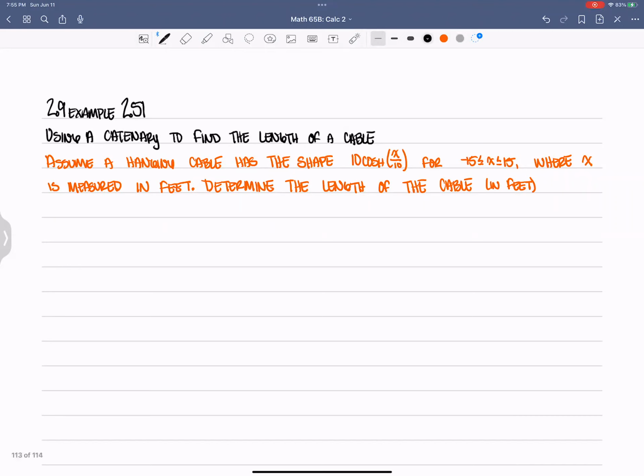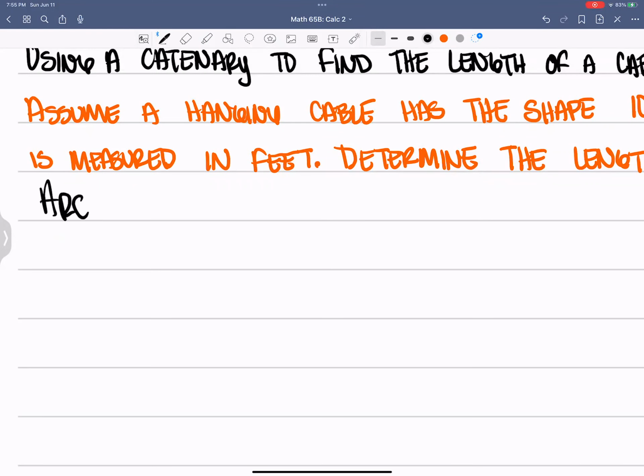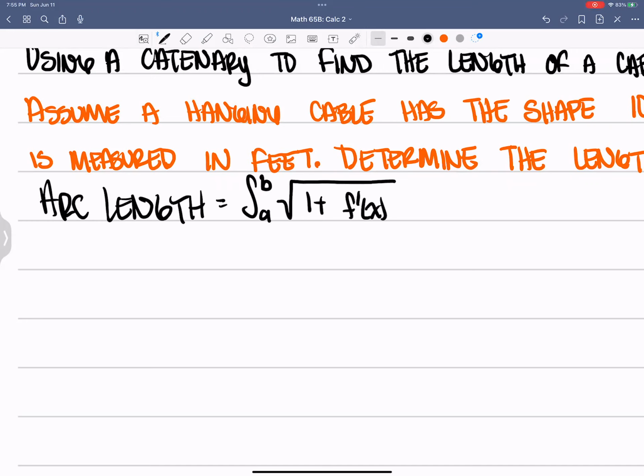So let's get our arc length formula from earlier in this chapter. Our arc length was the integral from A to B of the square root of 1 plus f prime of x squared dx.